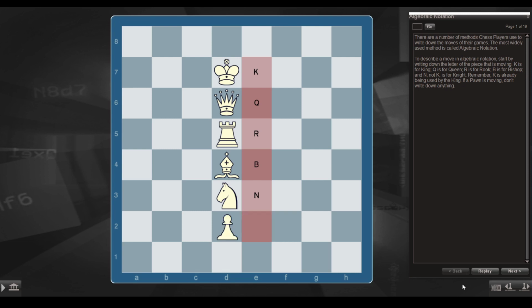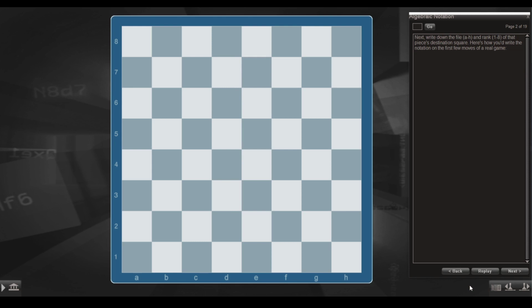If a pawn is moving, don't write down anything. Next, write down the file, A through H, and rank, 1 through 8, of that piece's destination square. Here's how you'd write the notation on the first few moves of a real game.